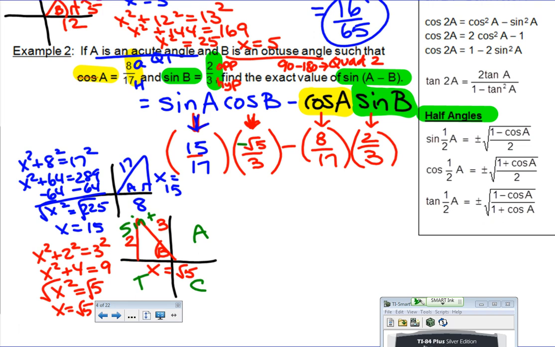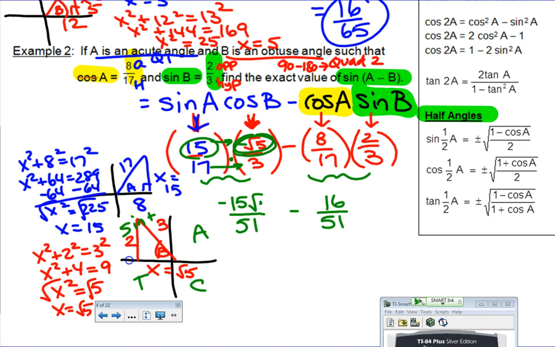Now I have to compute this. Because of that nasty radical, I cannot put the entire thing in my calculator. But you can multiply these two in your calculator and you will get 16 over 51. For these two, when you multiply fractions, you multiply straight across. So 17 times 3 is 51 in the denominator, and 15 times negative radical 5 is negative 15 radical 5.